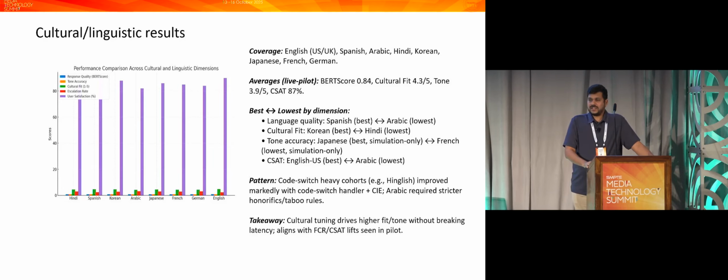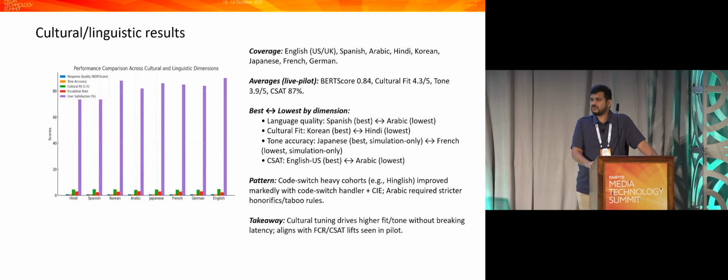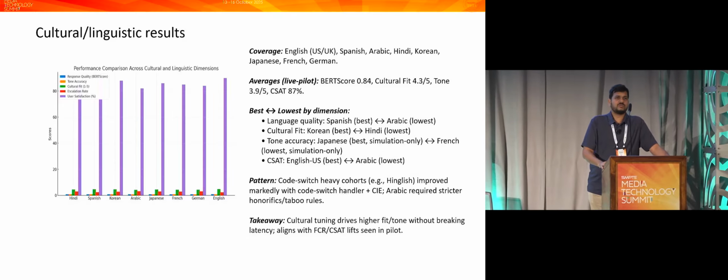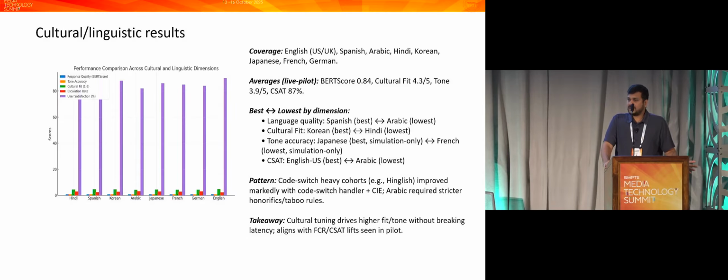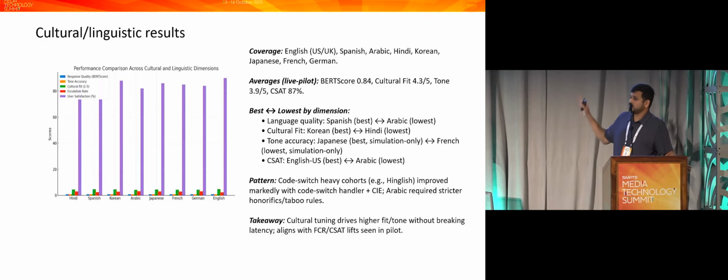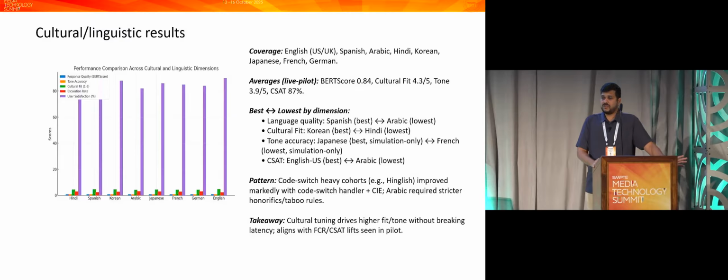Arabic and Hindi are really challenging for us because there are a lot of idioms and a lot of slang, and we need a mega data set. Due to those limitations, we found it more challenging to implement. The code switching handler and also the CIE delivered most of the lift for us when we are matching.